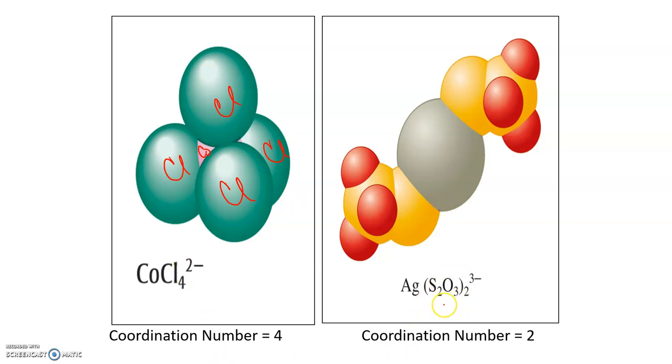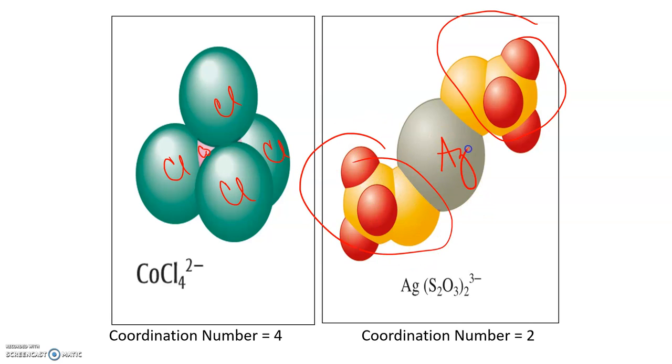This one is an example of a complex ion made with S2O3. This is not a ligand that was mentioned on the last slide, but it is a ligand. And so you can see here is one of those, S2O3, and here's the other one, and then silver is in the middle forming this complex ion. Its coordination number is 2 because there are 2 of those ligands attached to the silver in the middle.